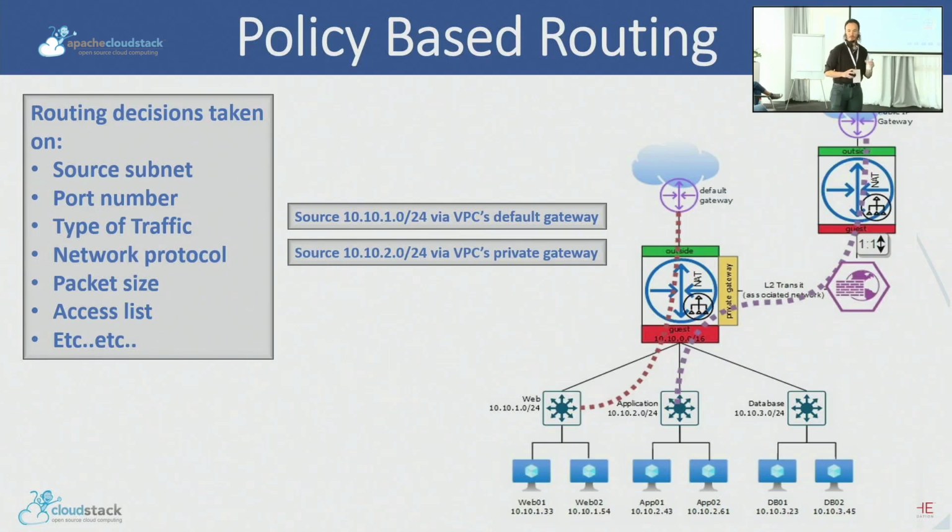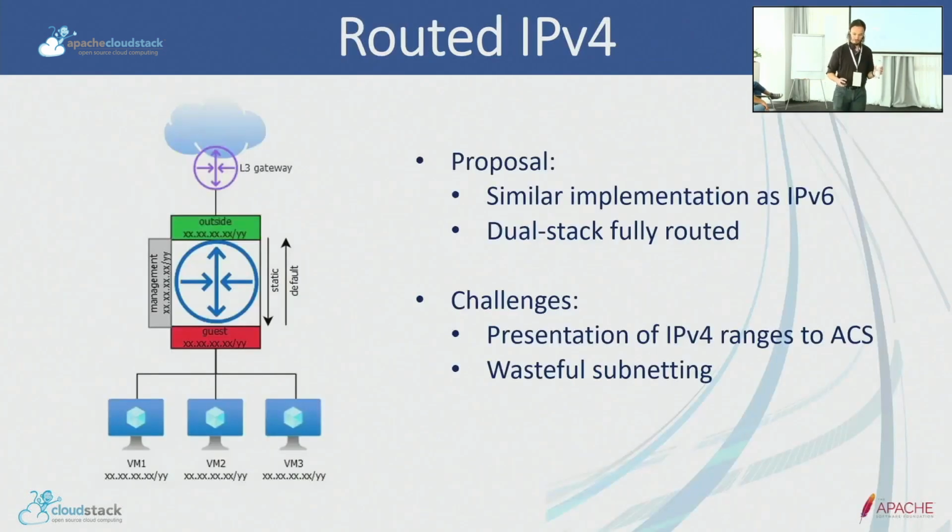Another thing that probably everyone is thinking after presenting anything about routed IPv6 is, what about IPv4? It's not there yet. Currently we have just IPv6, but we're thinking on how to do IPv4. So ideally we have dual stack fully routed all the way to the VMs.